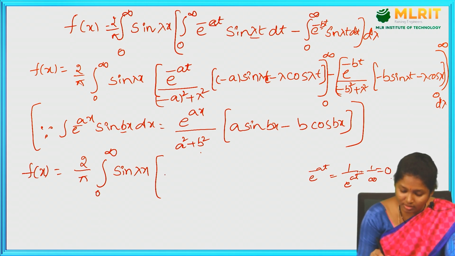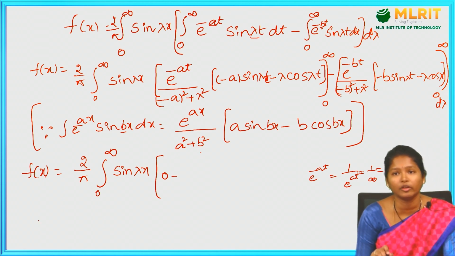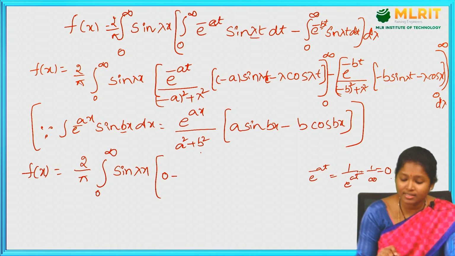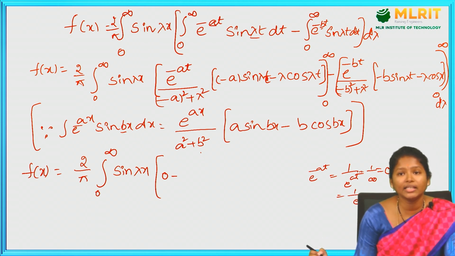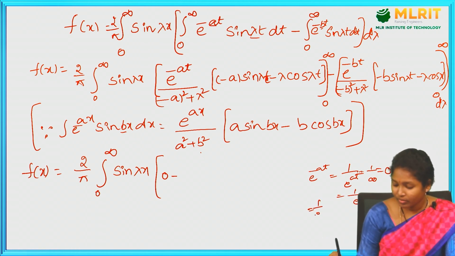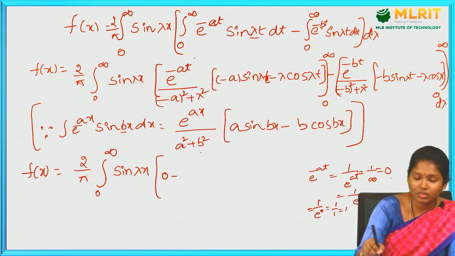So, 0 minus. When we are applying the lower limit, we will put minus, right? So minus 1 by e power 0. Anything power 0 value is 1, right? So 1 by 1 is 1. So this value is 1.